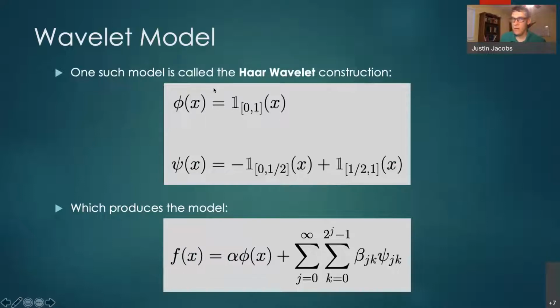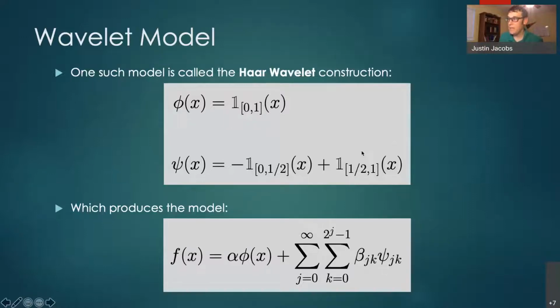This is the father wavelet here, and we're going to operate over the unit interval because it's simple to recognize. The father wavelet is just a constant function 1, and the mother wavelet is a piecewise constant function where I have a -1 over 0 to 1/2, and then a positive 1 over 1/2 to 1. So I'm looking at a big square and splitting it into two smaller squares, where one is a -1 and the other is a +1.